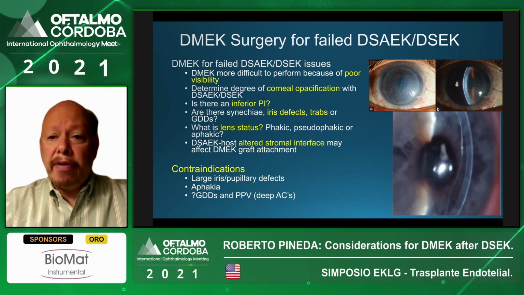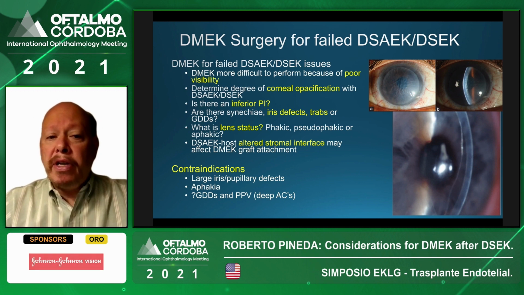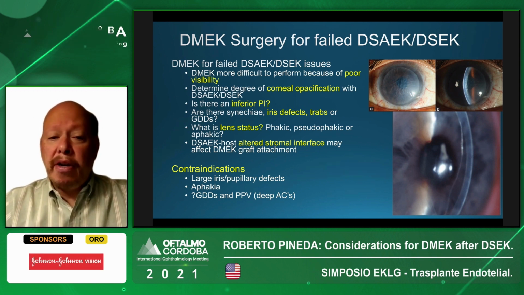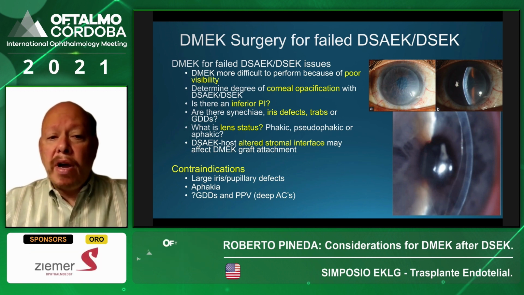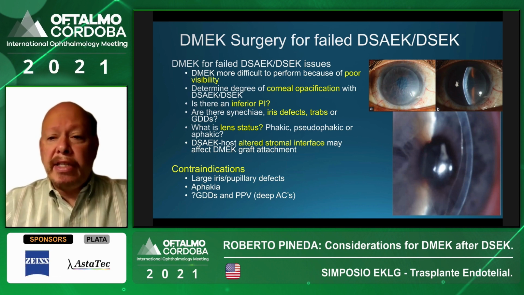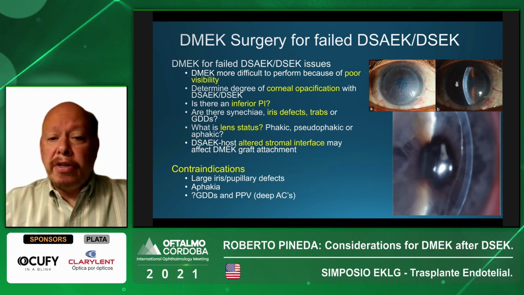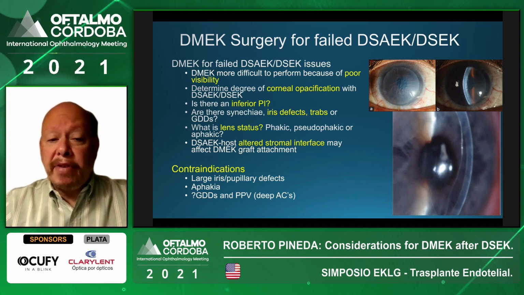Gupta mentioned. And, you know, some of the older DSAEK surgeries, we didn't perform peripheral iridotomies. So it's important to note if the patient has an inferior peripheral iridotomy, which tends to be the standard for DMEK surgery. And you want to note, again, as Dr. Gupta mentioned, any iris defects or glaucoma drainage devices that might affect your surgery. And also, what is the status of the lens, as this might need to be addressed in addition to the surgery. Also, as noted, the altered stromal interface may affect the DMEK graft attachment.